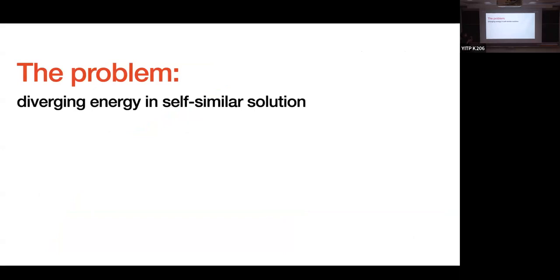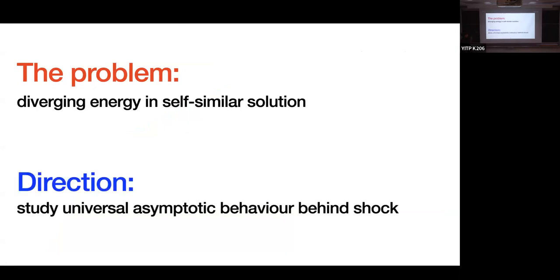Okay, so to recap, our problem is that the self-similar scalings that we get from the considerations I just described give us a diverging energy in the self-similar solution when we try to integrate the energy density in the entire domain. And the direction that we take is that we realize that we need to study the asymptotic parts of the flow far behind the shock, where the energy is diverging, in order to understand what is actually happening in the solution. And perhaps this will give us some clues on how to proceed, what we need to look at.